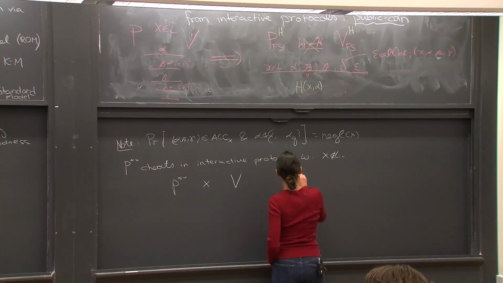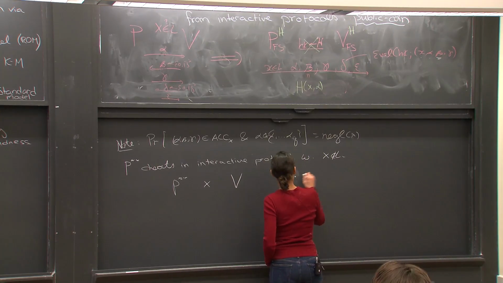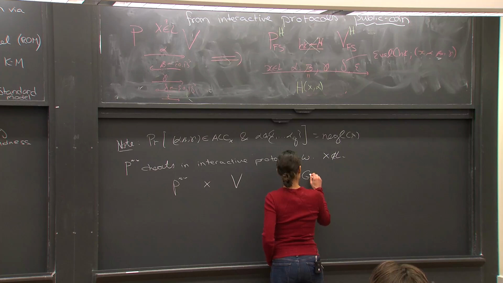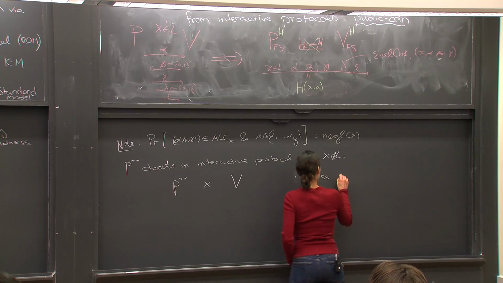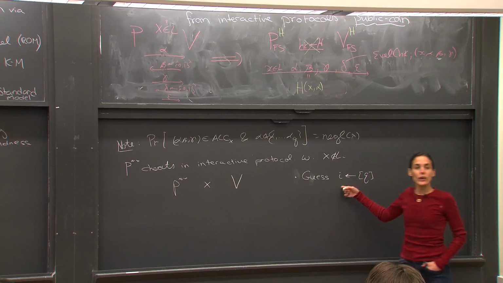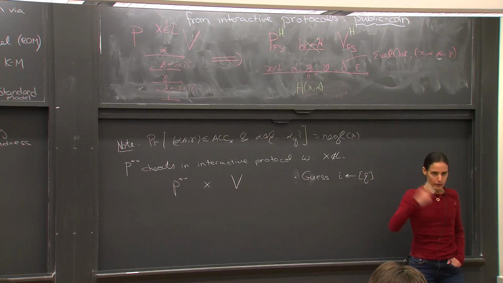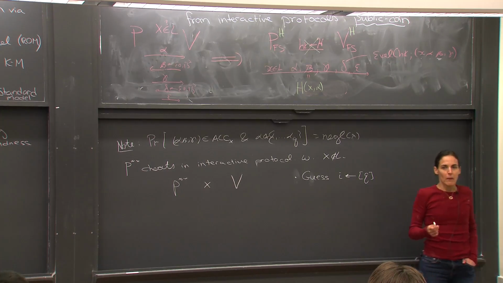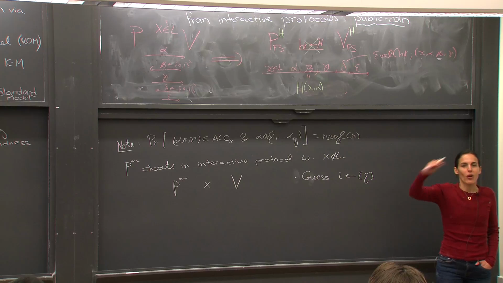So what does P star do? First, I'm going to guess a random i in Q. So just the index, so I know he's going to make Q queries. I don't know yet which queries. But let's say I have a bound on his runtime.